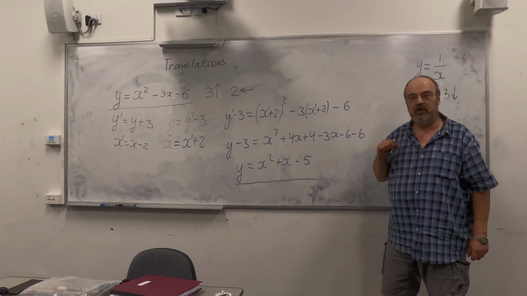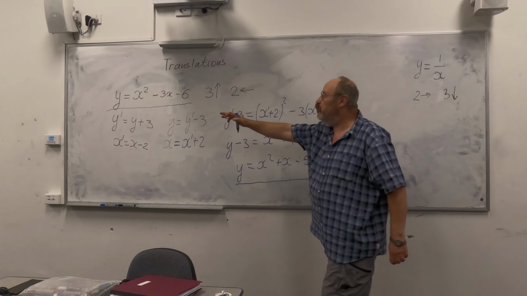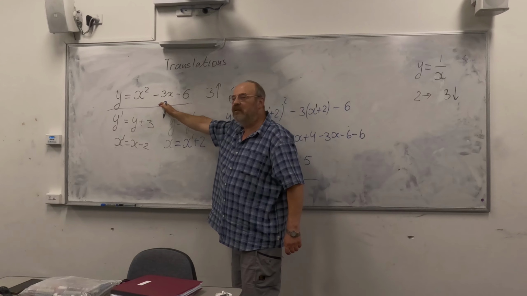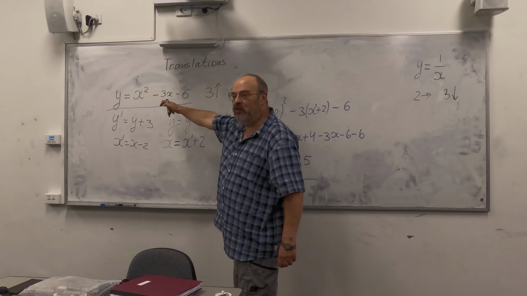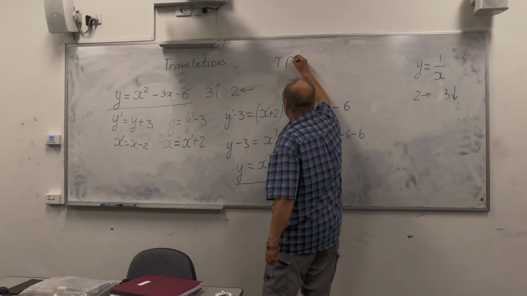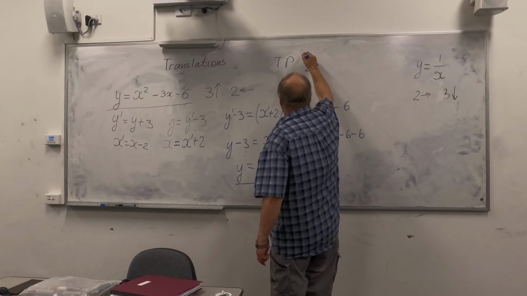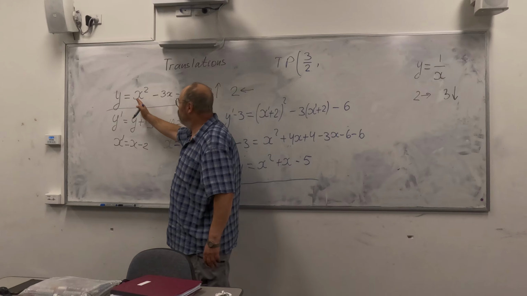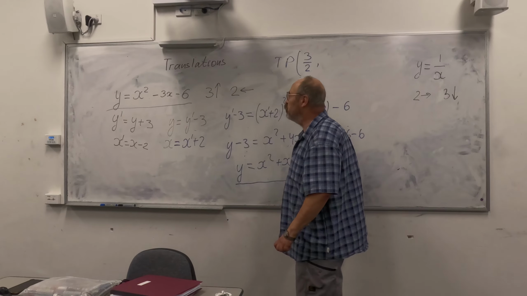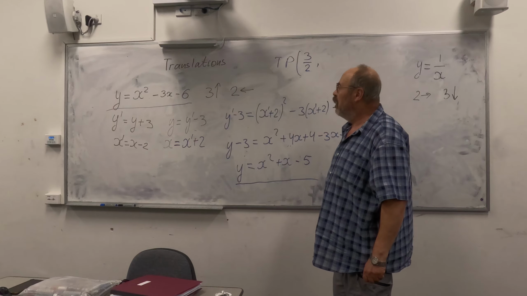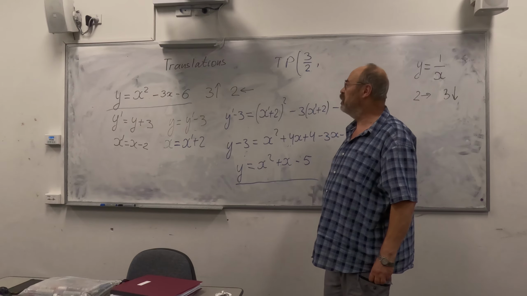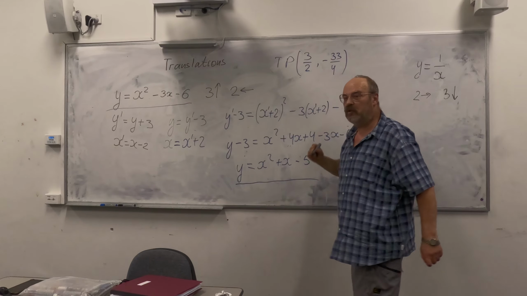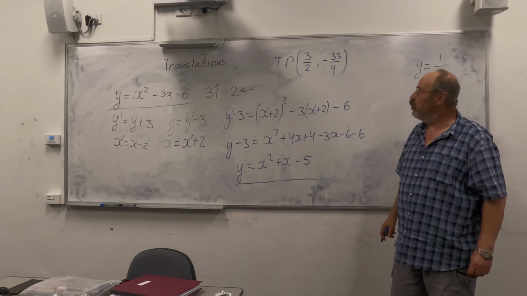Let's check how we can check that we're correct. Let's have a look at the turning point. What was the turning point of this parabola? What will be the x-coordinate of the turning point? It will be negative b over 2a, so the turning point was 3 over 2. And what will be the y-coordinate? Substituting 3 over 2 will be 9 over 4, minus 9 over 2, which is minus 9 over 4, minus 6 will be negative 33 over 4.